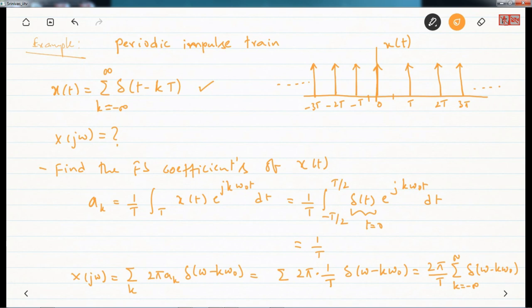delta of omega minus k omega naught means there is an impulse at omega equal to 0, an impulse at omega equal to omega naught, and so on, right? And the impulse strengths are different here, 2 pi by T, 2 pi by T, and so on.